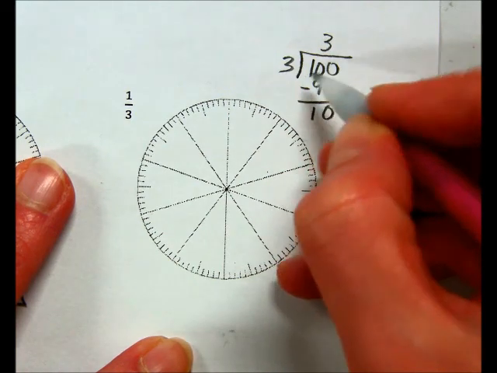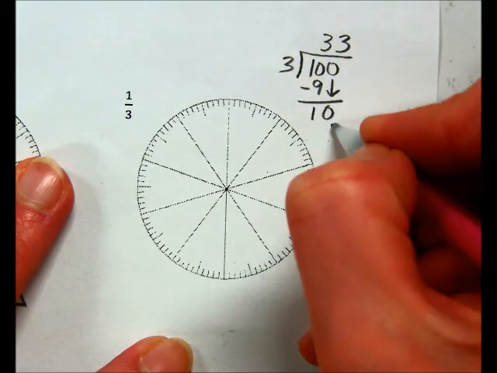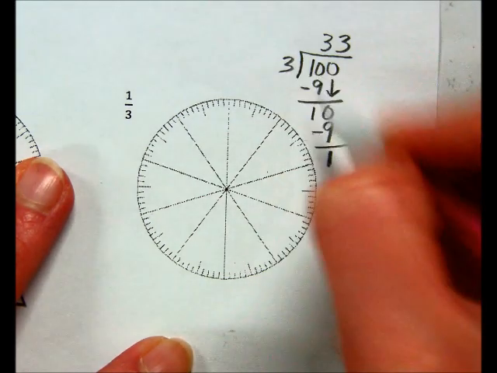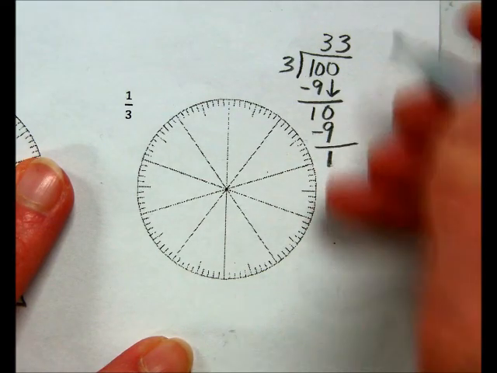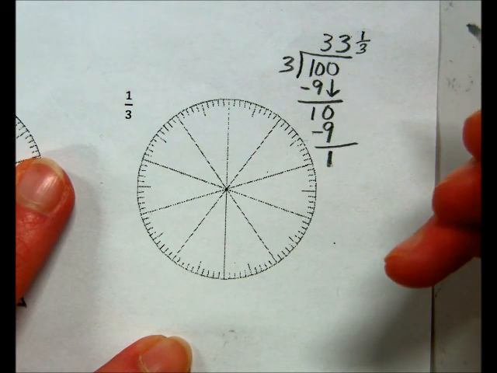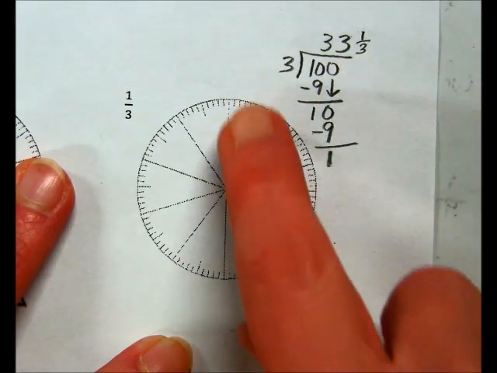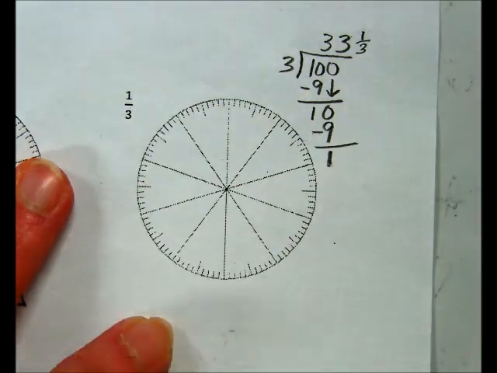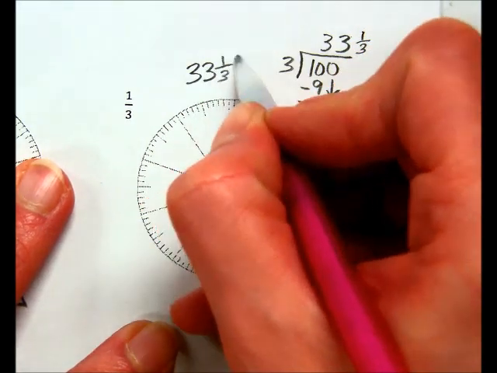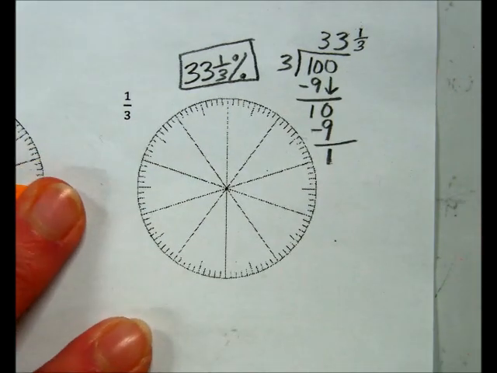Bring down the 0. And then 3 goes into 10 again, 3 times. 3 times 3 is 9. We subtract, and we get 1. If we write this in fraction form, this 1, our remainder, would mean that we would have 1/3 left over. So what that means is we're going to need 33 1/3% for each little third piece. That also means that this is going to be 33 1/3%.